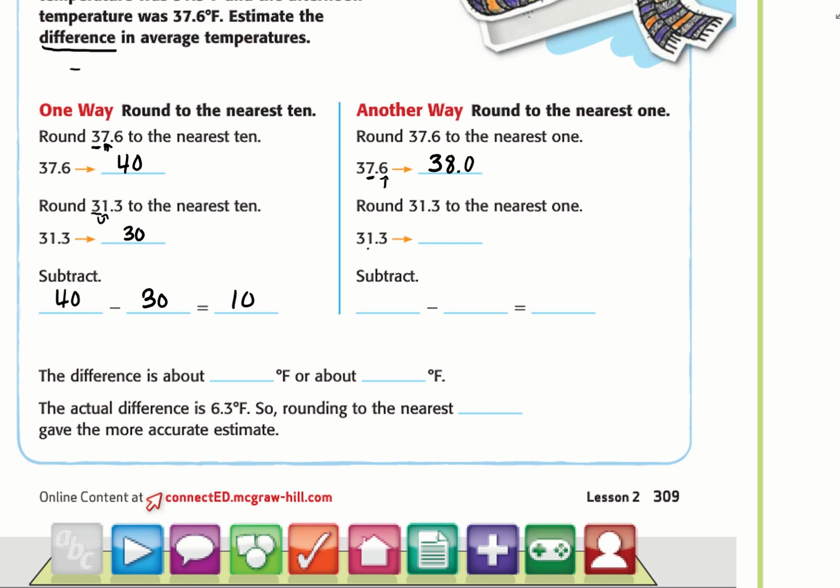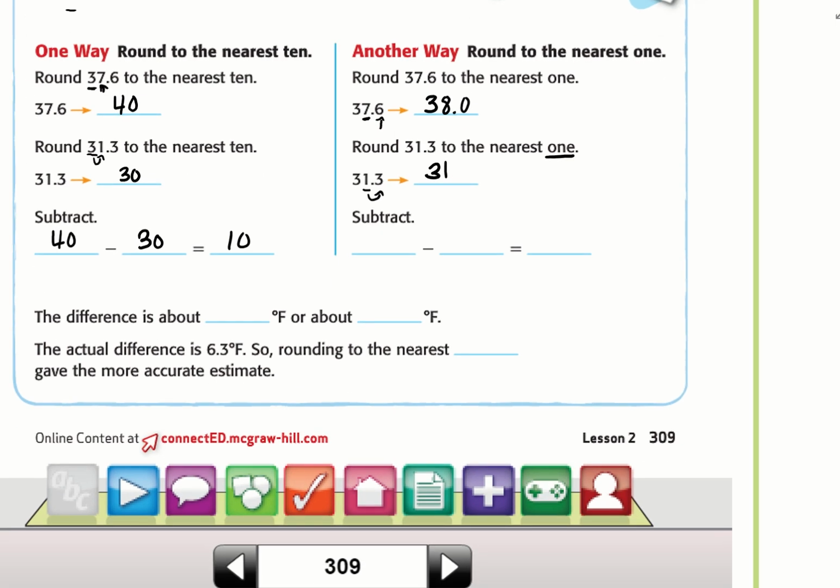Same thing. I look at my 1 spot, and I look at the number next to it, to the right. 3, that is 4 and below. So if I look at my 1 spot, that's going to stay the same. So now, if that stays the same, I get 31, and everything behind it remains 0. And you notice everything in front of my 1 spot stays the same. So I have 38 minus 31, and that's going to equal 7.